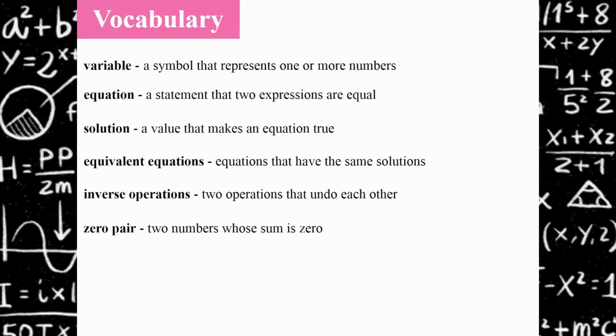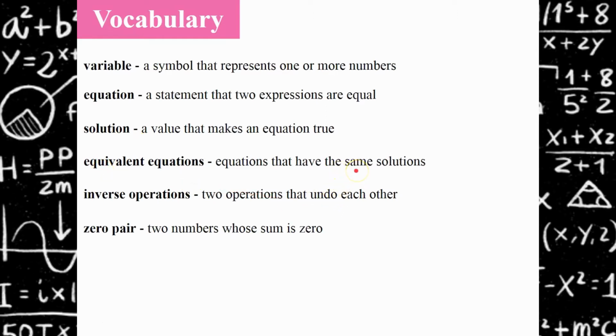Let's review some vocabulary. So we have variable. A variable is a symbol that represents one or more numbers. An equation, a statement that two expressions are equal. Solution, a value that makes an equation true. Equivalent equations, equations that have the same solutions.